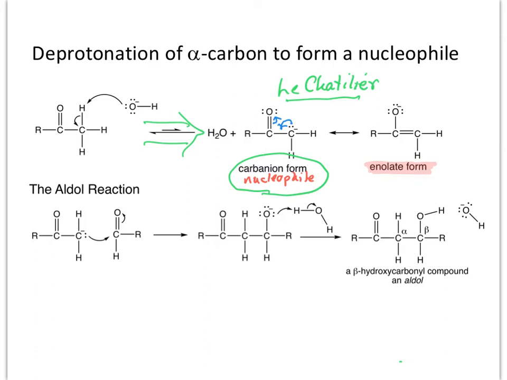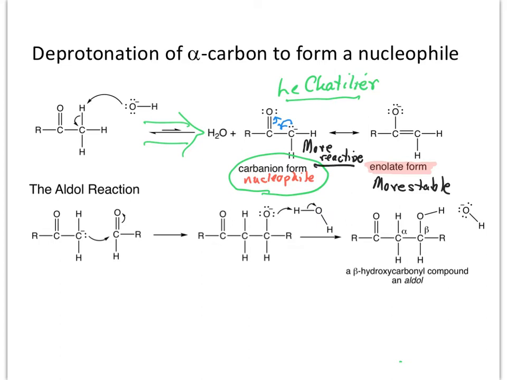Now, we just said the enolate form is the more stable of the two resonance forms. But if that's the more stable form, then that makes the carbanion form the more reactive form.